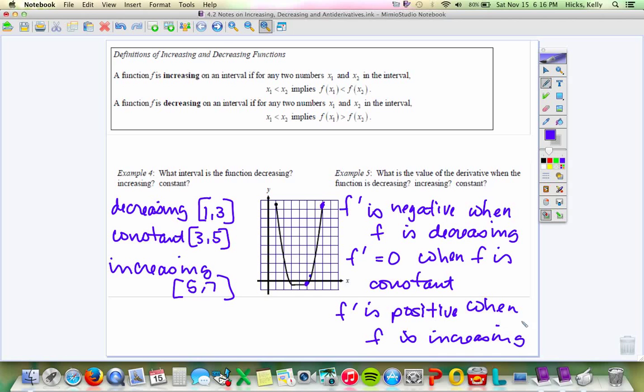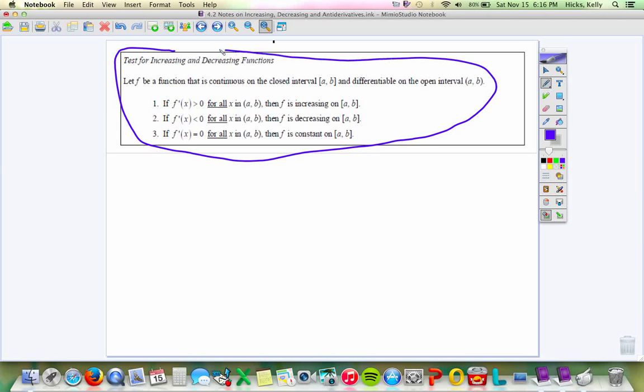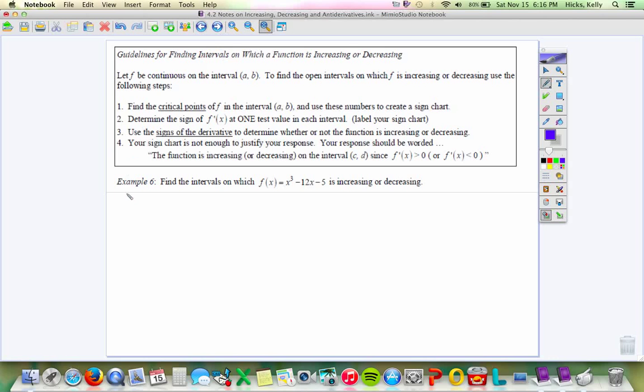Well, that holds every time. If the function is increasing, then the derivative is positive. If the function is decreasing, then the derivative is negative. If the function is constant, then the derivative is equal to 0. That information is summed up for you right here, and it's on your notes as well. It says the exact same thing that we just showed using that graph. All right, so let's look at the next thing.